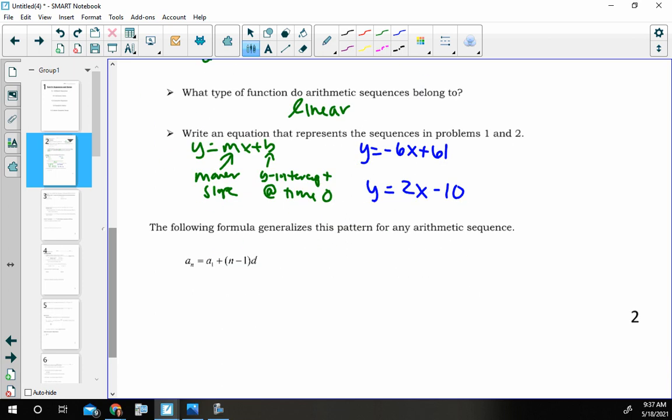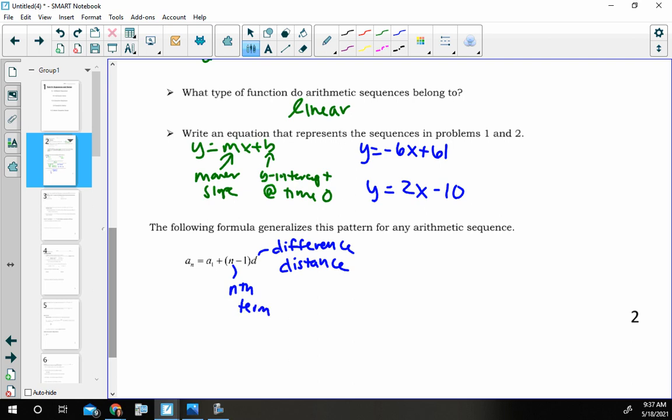So we actually have an equation that's going to work every time to give us that linear equation. And it's the one that's followed here. a sub n is equal to a sub 1 plus n minus 1 times d. That d is what they call the difference. I also like to call it the distance. This n is my nth term.